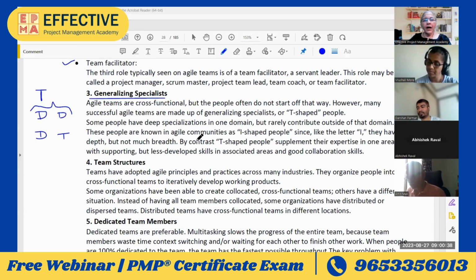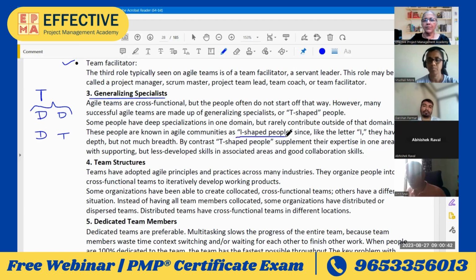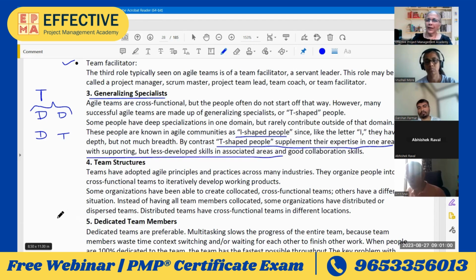These people are known in agile communities as I-shaped people since, like the letter I, they have depth but not much breadth. By contrast, T-shaped people supplement their expertise in one area with supporting but less developed skill in associated areas. So these will be more useful on agile teams.